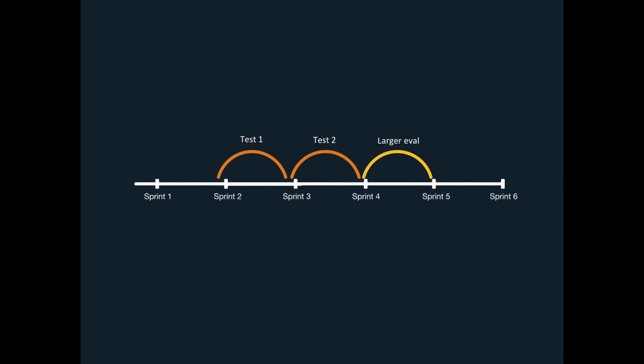And then, depending on how many sprints a project takes, you could do this cycle for 20 sprints. After a couple of sprints, say 2 or 3, we always try to do a larger evaluation, which is a little bit different from the individual tests, as it tries to focus on the whole experience rather than the part that you're building in that particular sprint.